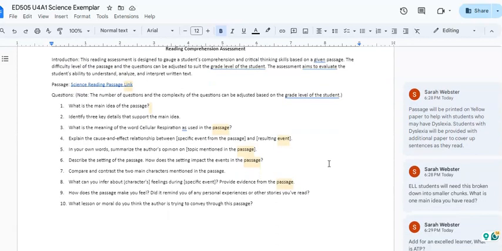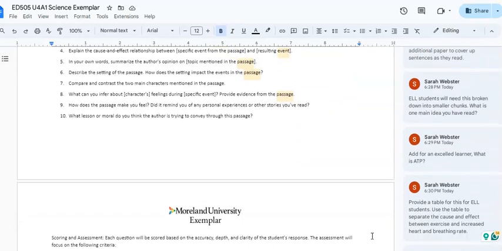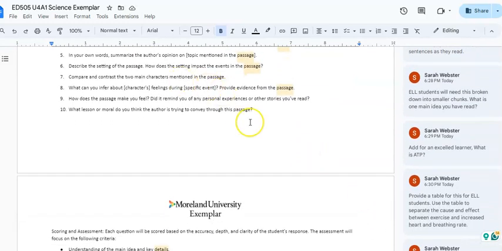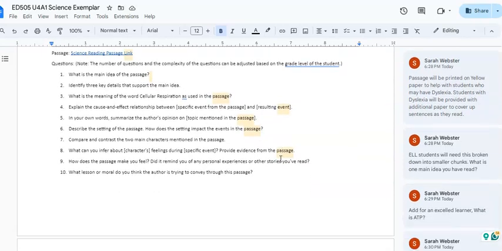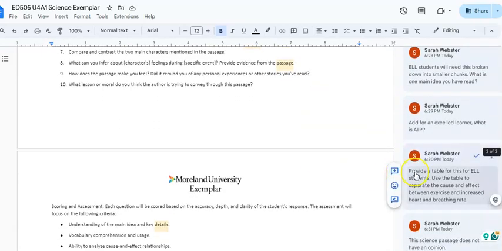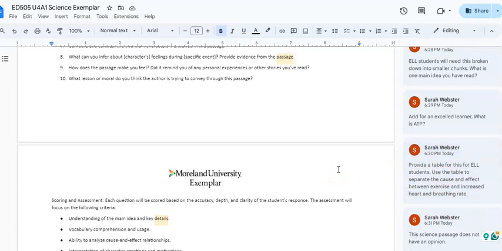If I have students that I know I can push to the next level, besides asking about what cellular respiration is, I'd have them research and look even further to see what ATP means. I would make sure that if there are pieces in here, this one says explain the cause and effect relationships from the passage. I would look at the cause and effect of the increase in exercise and how that affects the heart rate. I would provide some students with a table if they needed it, a graphic organizer to make sure that they can put all of the information in that.